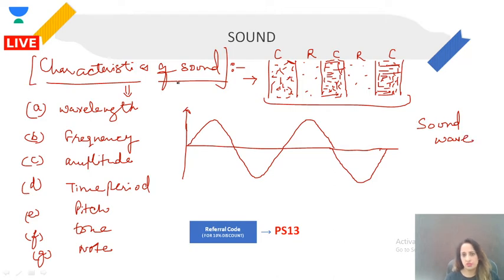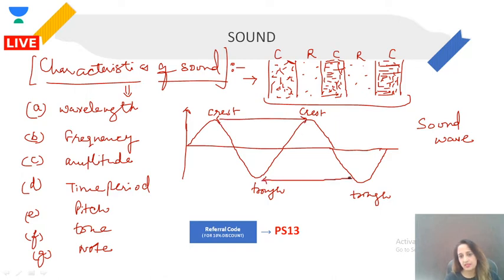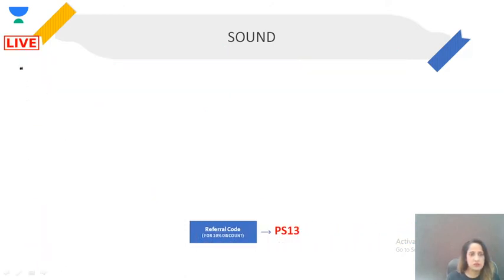So the compression and rarefaction, we can also call them crests and troughs. So all these are crests and these are troughs, right? The distance between two consecutive crests or the distance between two consecutive troughs is called wavelength, and we represent wavelength by lambda. So let me show you on the next page. I will be going back and forth to that page.